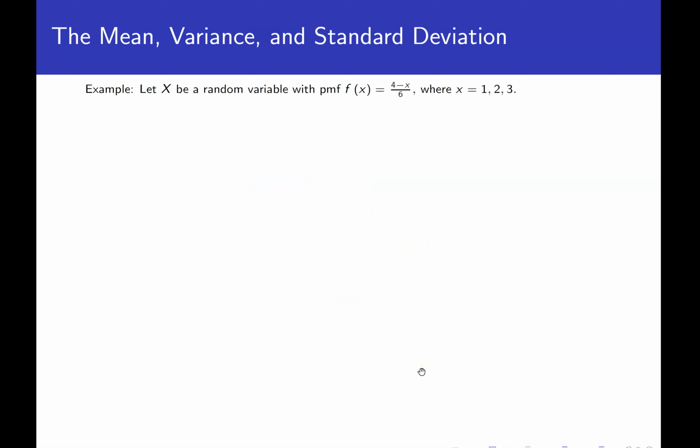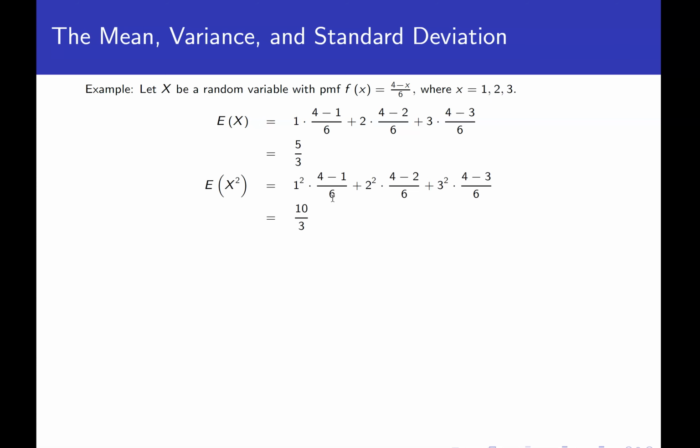Let's put it in action. Let's say we have a random variable with this PMF, (4 minus x) over 6, where the only values of x are 1, 2, and 3. We can calculate the expected value. Remember, expected value is x times f of x. So x is 1, we put 1 in for x here. x is 2, we put 2 in for x here. x is 3, 3 here. Do the simplification, you get 5/3 for the expected value of X. So that would be your mu.